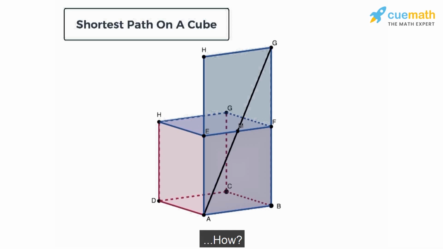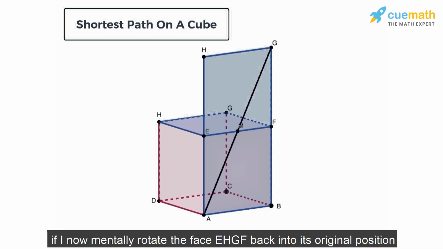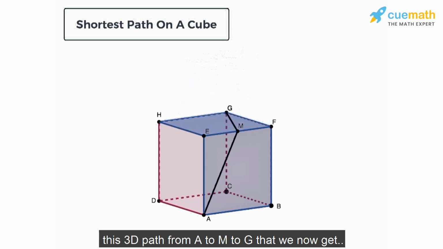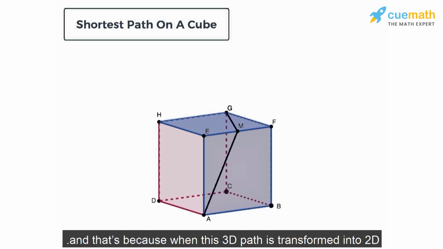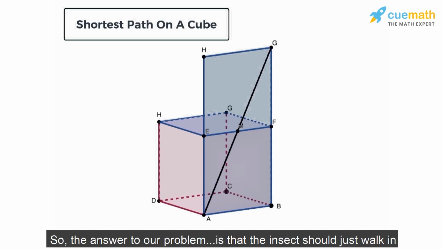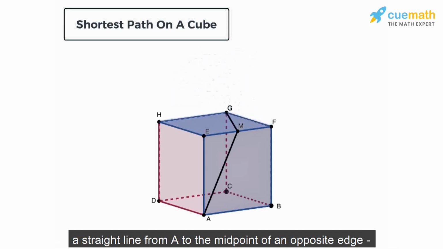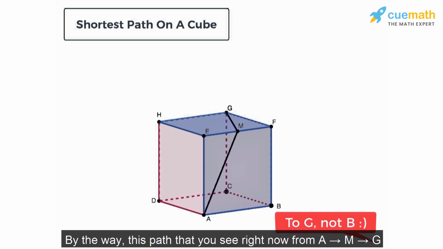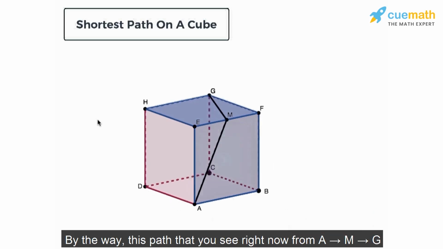shortest 3D path. How? If you now mentally rotate the face EHGF back into its original position, like this, the 3D path from A to M to G that we now get is still the shortest path from A to G. And that's because when this 3D path is transformed into 2D, like this, it becomes a straight line joining A to G. So the answer to our problem is that the insect should just walk in a straight line from A to the midpoint of an opposite edge, M in this case, and from there take a straight line path again to G.